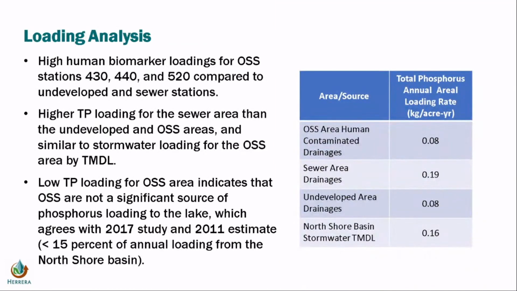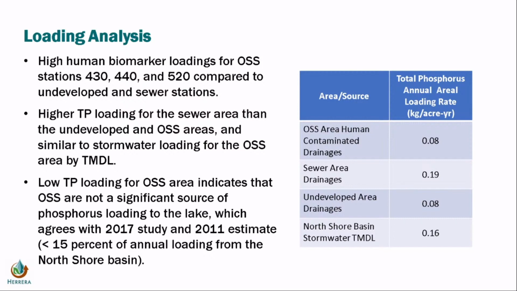Loading analysis pretty much showed the same thing as the concentration. When we look at areal loadings on an annual basis, those 3 OSS stations, 430, 440, 520, were much higher than any of the undeveloped or sewer stations. But when we average them over each of the 3 areas, over the year, we found that, in fact, the sewer area had the highest phosphorus loading rate of 0.19 compared to 0.08 for the OSS and the undeveloped areas, clearly showing that septic systems are not a significant source of phosphorus loading to Lake Whatcom.